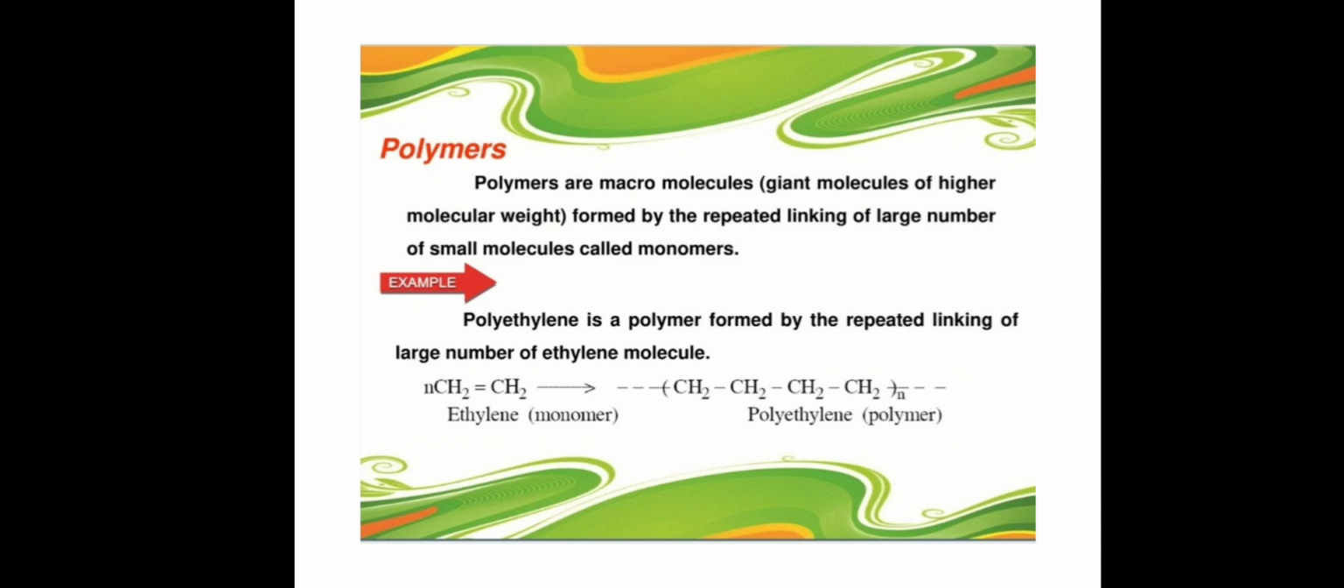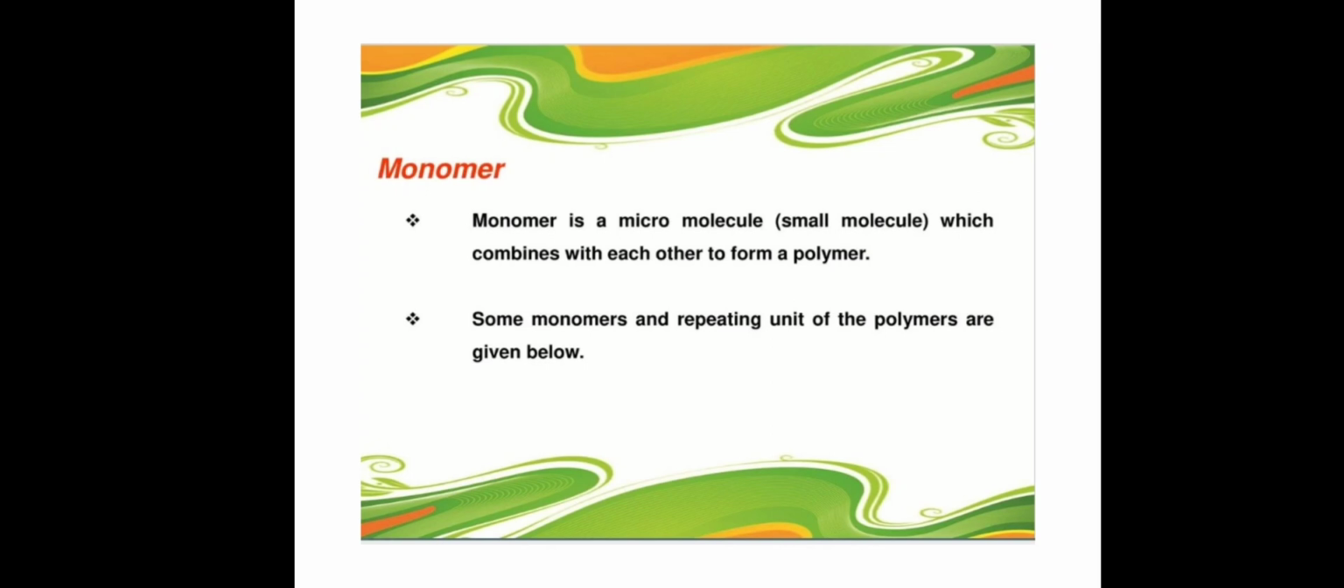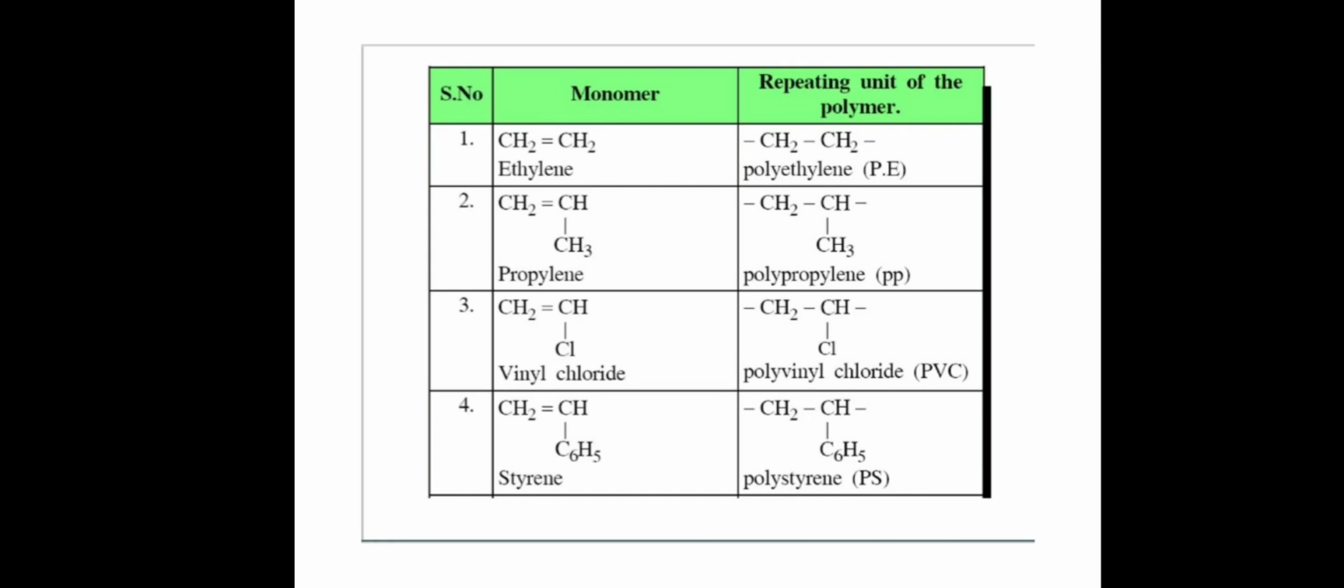One simplest example of a polymer is polyethylene. It is a polymer formed by the repeated linking of a large number of ethylene molecules. So here ethylene will undergo polymerization to give polyethylene. So here the monomer is ethylene, and the polymer is polyethylene. So a monomer is a small molecule. Some monomers and repeating units of the polymer are given below. This side is the monomer, and this side is the repeating unit or polymer.